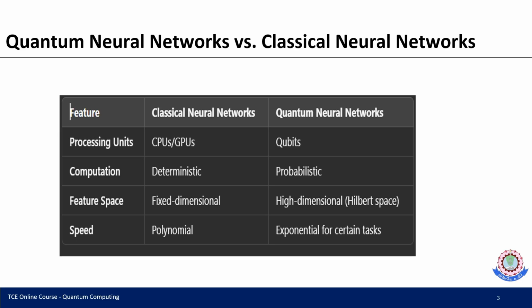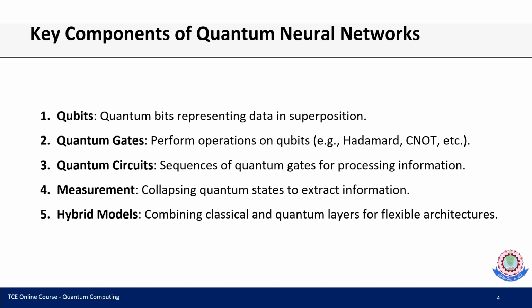Quantum neural network versus classical neural network. Definitely the processing unit is GPU for classical, and we can go for qubits in quantum neural network. Computation is deterministic here, while for quantum we need probability analytics to solve all kinds of quantum neural networks. Feature space is fixed and dimensional here, high dimensional there, and speed is polynomial here, exponential for certain tasks.